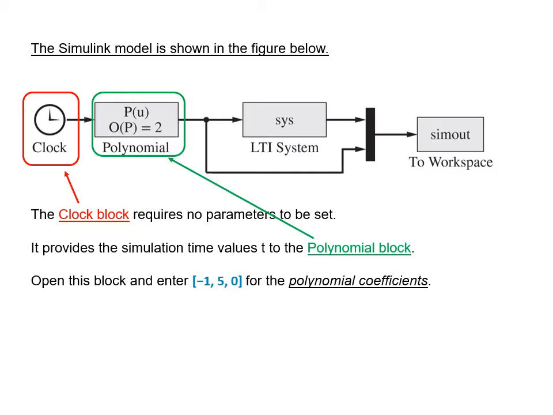Next, we'll take a look at our polynomial. So this provides the simulation time from our clock block going into our polynomial block there. So within this one here, we're going to open this block and enter in -1, 5, and 0 for our polynomial coefficients that correspond with our equation.